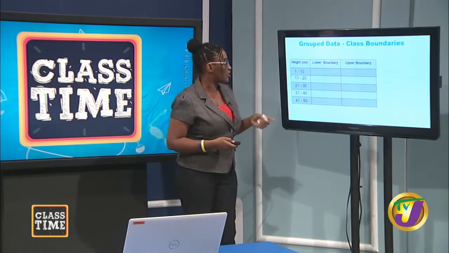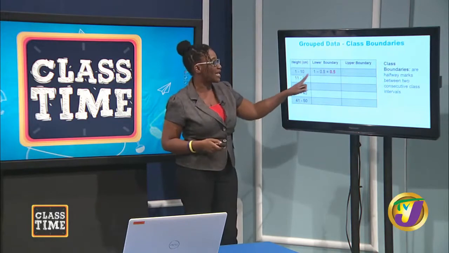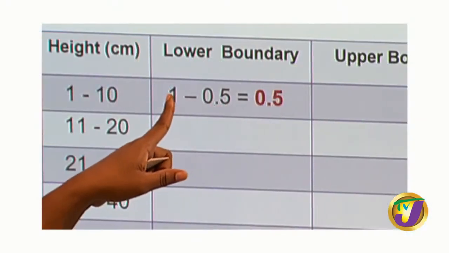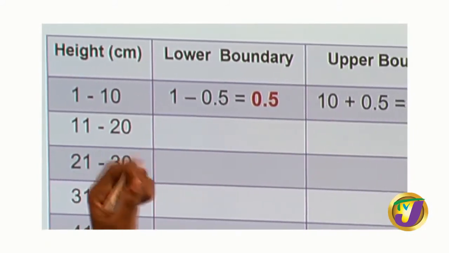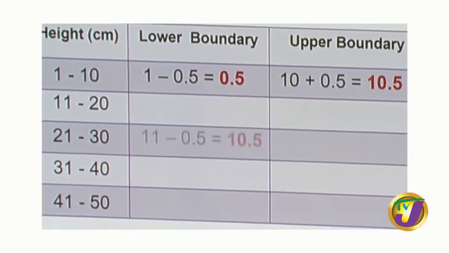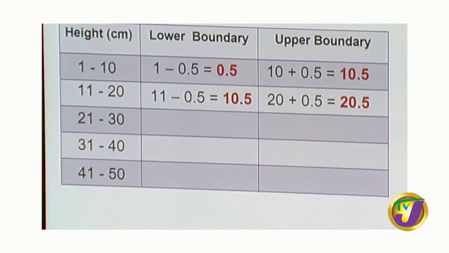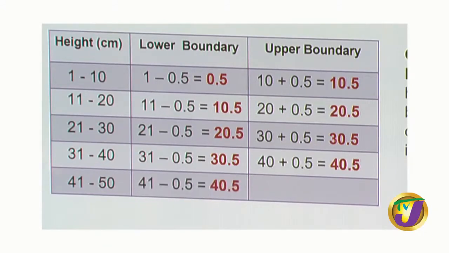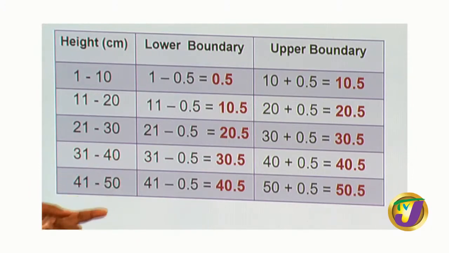So let's look at our screen as we see the marks coming up on the table. So again, lower boundary is 0.5 less than the lower limit, and upper boundary is 0.5 more than the upper limit. So any plant for max now that has a height of 0.5 up to 10.5 would be in the first class. That's correct. All right. So when we look at this, remember that 10.5 is the halfway mark.